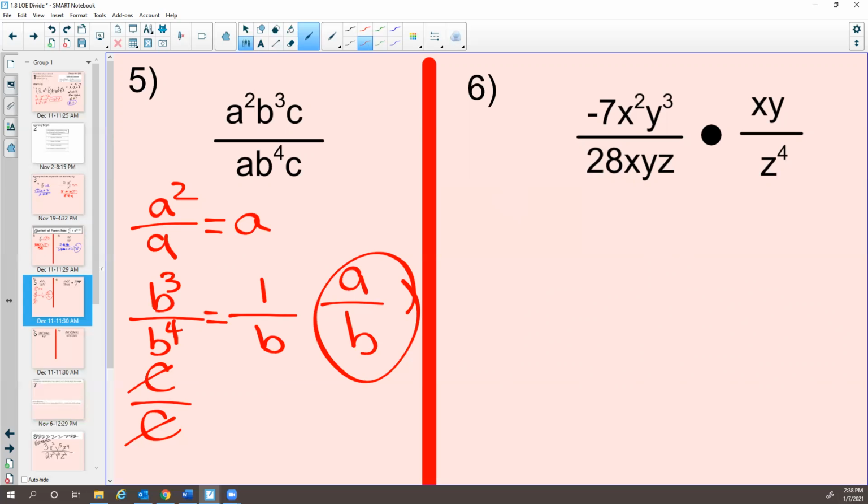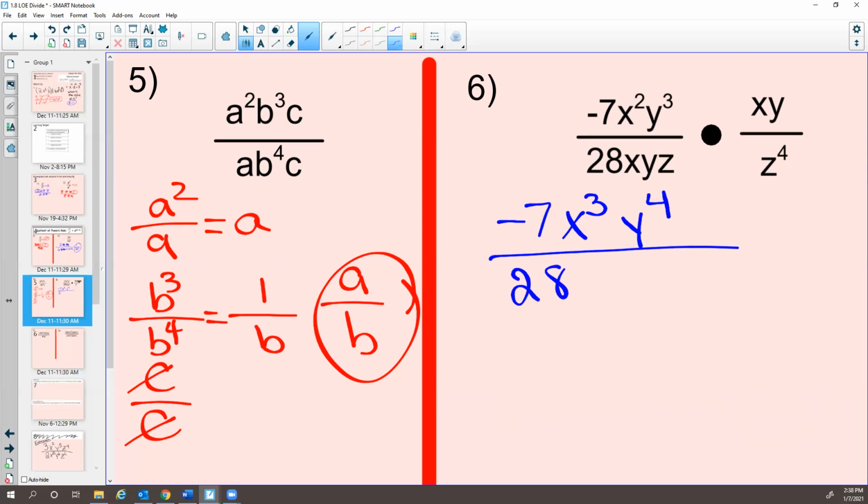So, on number 6, my top, I have negative 7 x squared y to the third times x times y. I only have negative 7 for a coefficient. I have 2 x's on this one. I got 1 x there, so that gives me x3. I got 3 y's there, 1 y there, that gives me y4. On the bottom, I have 28. I have 1x, so I keep that. 1y, I keep that, but I have z and z4. That adds up to give me z5.